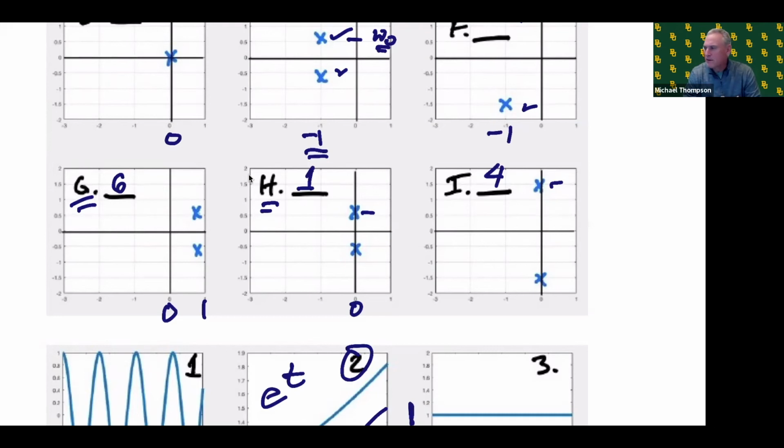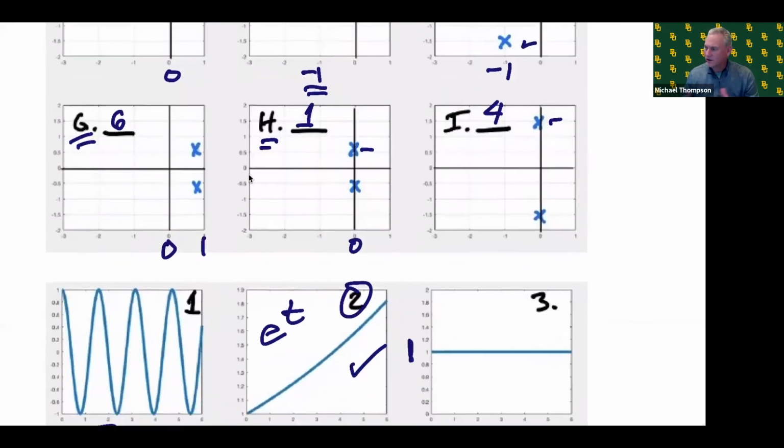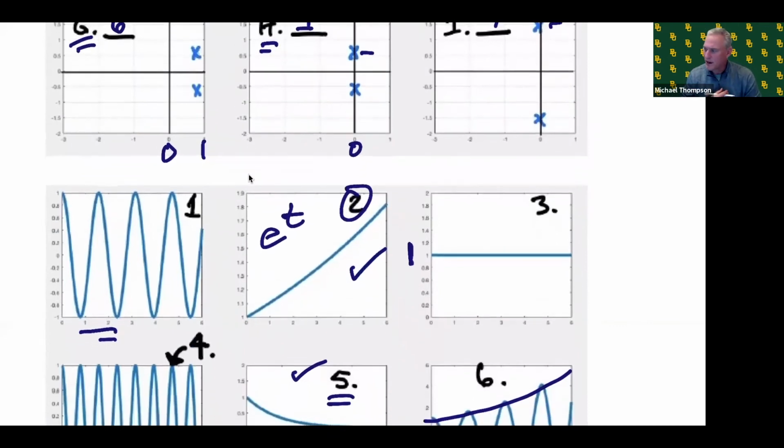All right, so there'll be a problem like that on the online test that you'll take on Tuesday, okay? Where you have to understand the relationship between the pole pattern and the time domain signal. Okay.